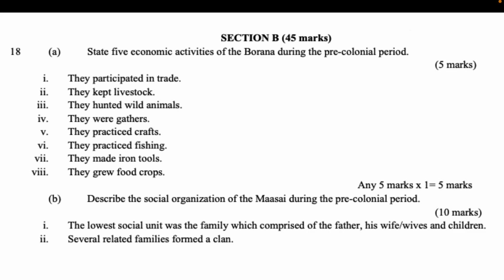The lowest social unit was the family, which comprised the father, his wives, and children. Several related families formed a clan. The Maasai were organized into age sets, which were made up of people who were circumcised at the same period. There was a warrior class whose duty was to defend the community and conduct raids.